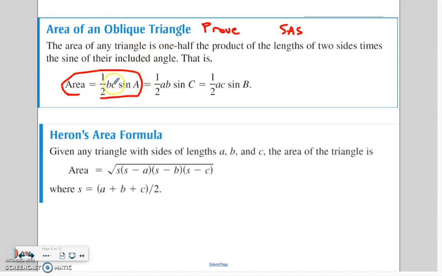So notice the two sides are not the side lengths across from the given angle. All right, so we're going to prove that on the next page.